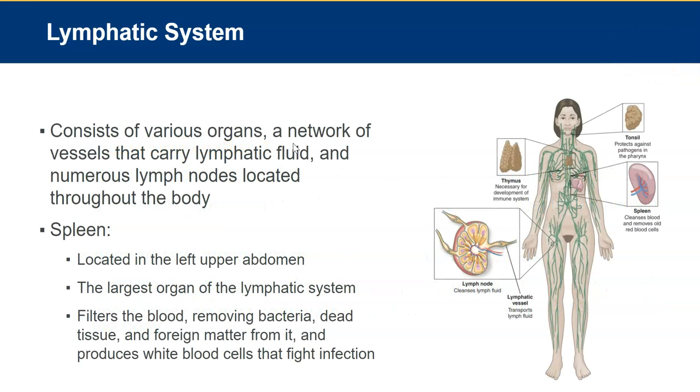So the lymphatic system consists of various organs, the largest of which is the spleen. The spleen, remember this, is in the left upper quadrant of the abdomen. And so if you're assessing a patient and you notice some pain up there, be careful of that, because it filters blood and serves as a reservoir of blood. That could be a critical assessment finding.